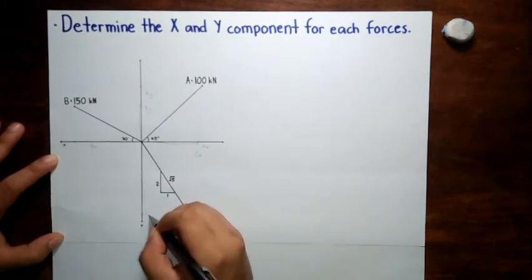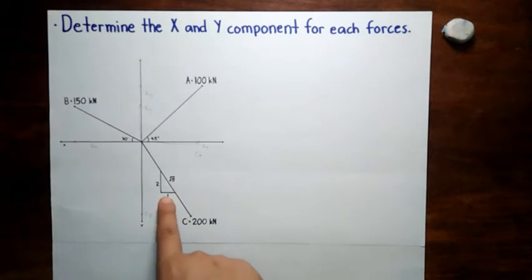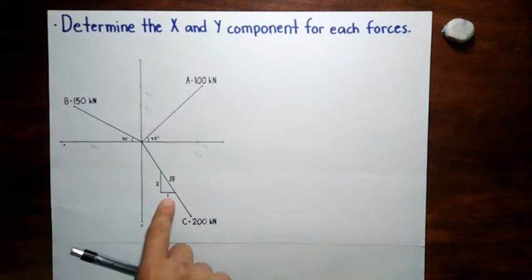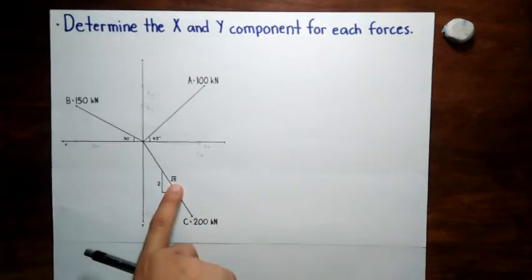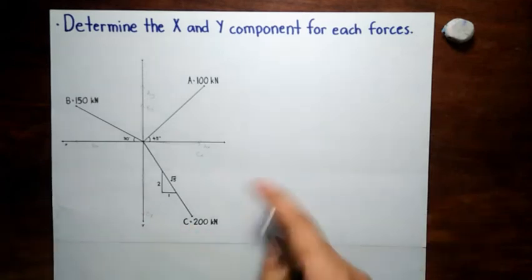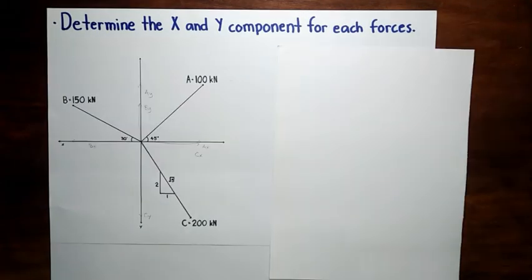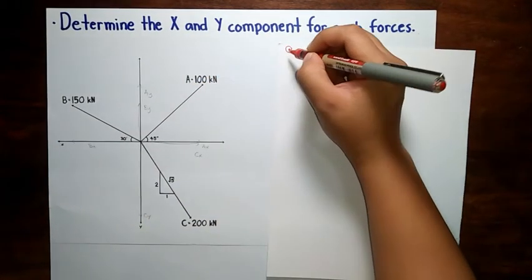And you may notice that C has a slope of 2:1. To get the hypotenuse of square root of 5, just use the Pythagorean theorem. Since we have now identified the components of each force, we will now proceed in computing the value of each component of each force. So first, A.